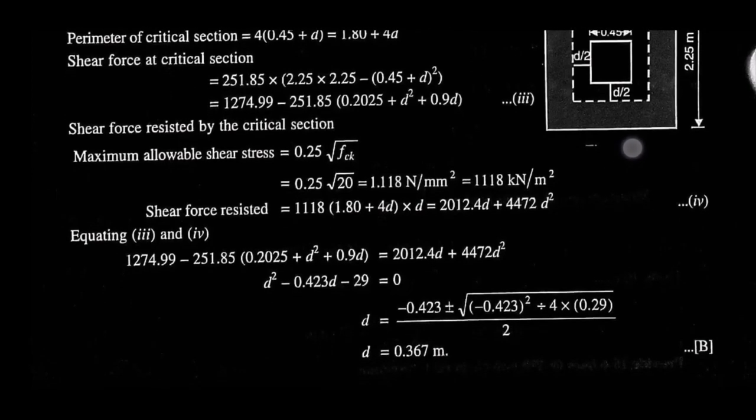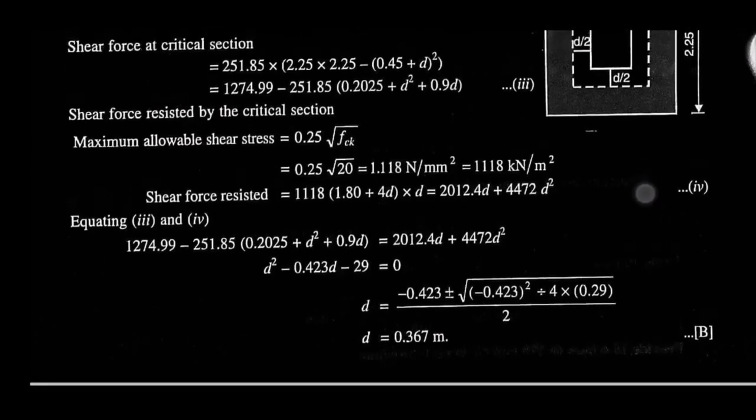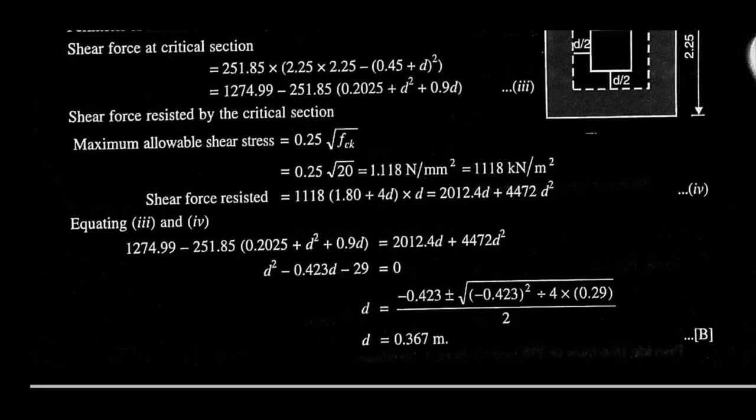So from this we have to find out the value of small d. So d is equal to 0.423 plus minus root over (0.423) whole square minus 4 multiplied by 0.29, divided by 2. So we know this Acharya's formula. From this we can calculate d, that is equal to 0.367 meter or 367 mm.